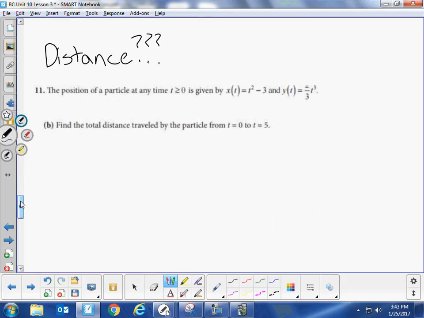Now, distance. Let's look at this question. This is number 11 from your packet. Forget which page. The 11b that you didn't do. The position of the particle at any time t greater than 0 is given by that. Find the total distance traveled by the particle from 0 to 5.